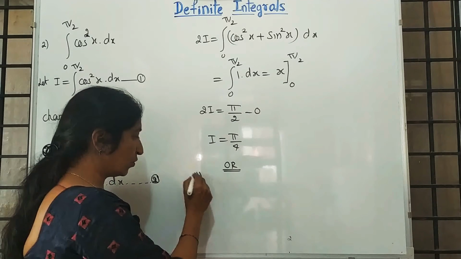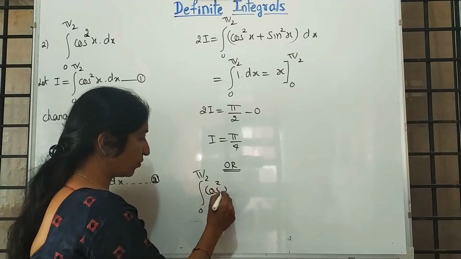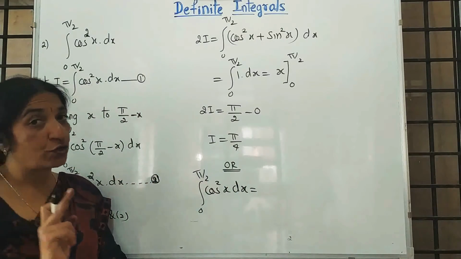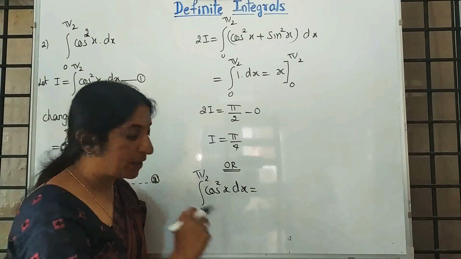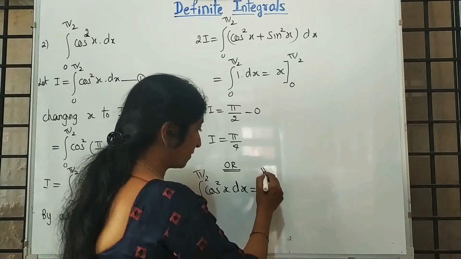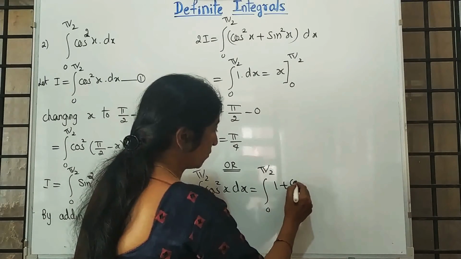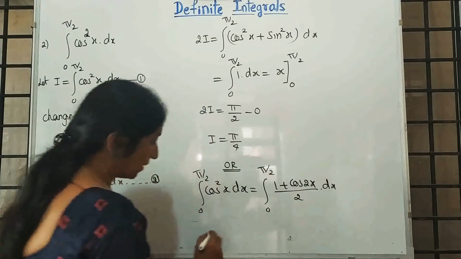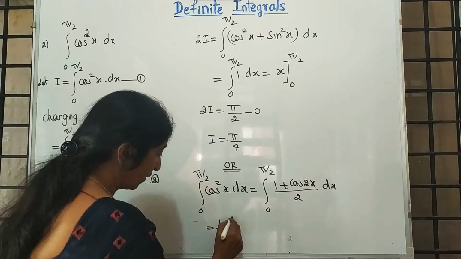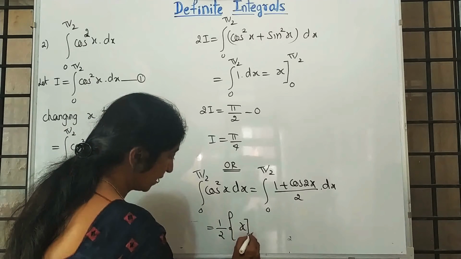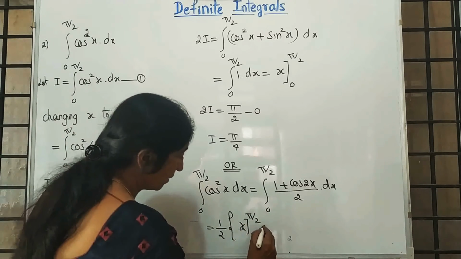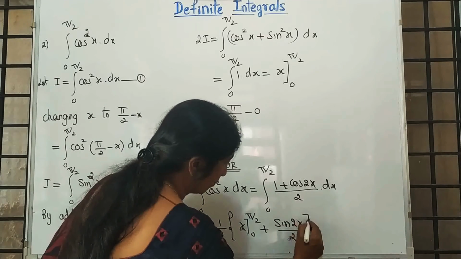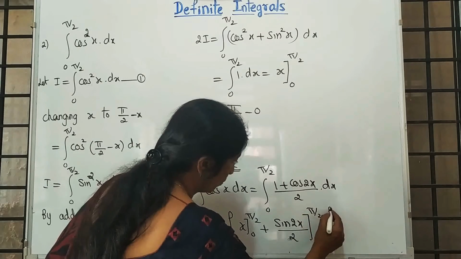0 to pi by 2 cos square x dx. We know that there is no direct integration for cos square, but with the help of multiple angles you can split it as (1 plus cos 2x) divided by 2 into dx. 1 by 2 constant in the flower bracket, integration of 1 is x, plus integration of cos 2x is sin 2x divided by 2. Here also we have 0 to pi by 2.